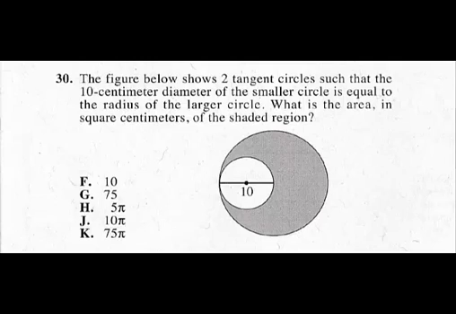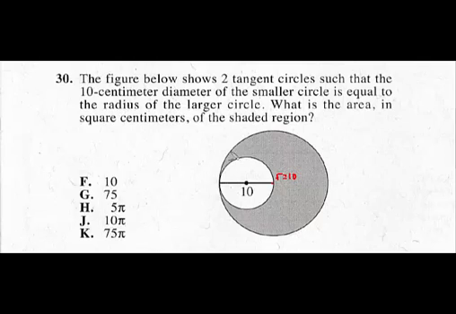All right, let's take a look at the answer for problem 30. First things first, we're going to weed through this circle and underline key information here. It says, figure below shows two tangent circles such that 10 centimeters diameter for the small, okay, yep, got that, and it's already written in for us, we're good, is equal to the radius of the larger one. Okay, so the radius, you know, here on the larger one is going to equal 10.